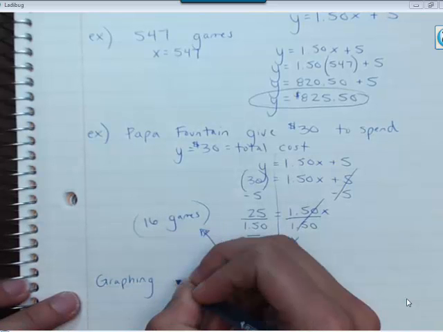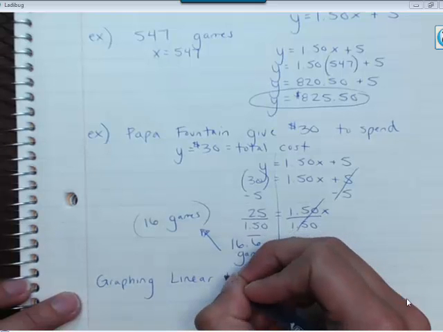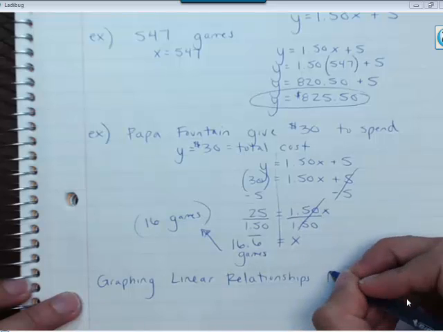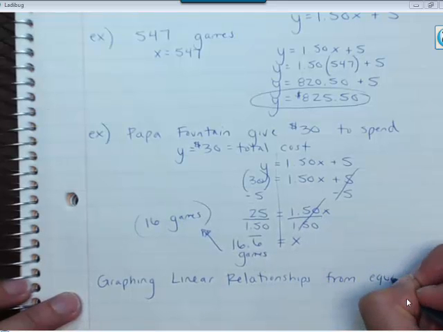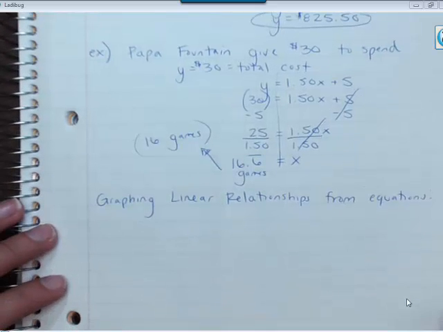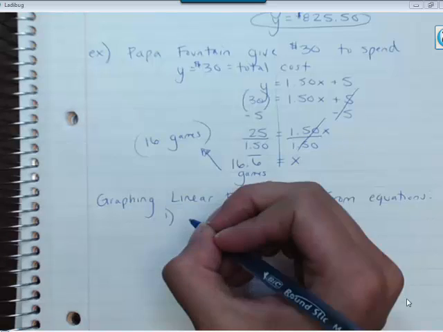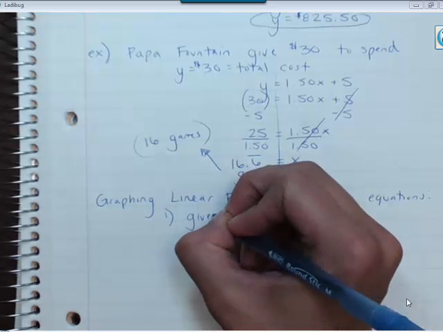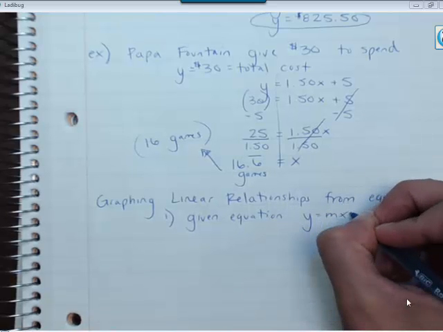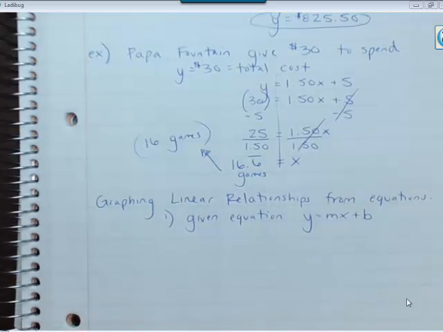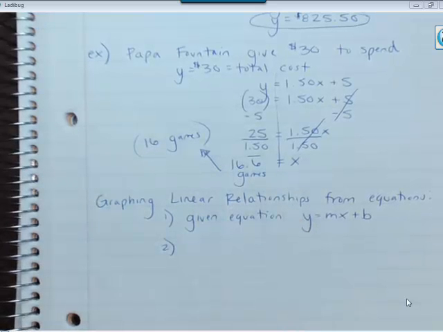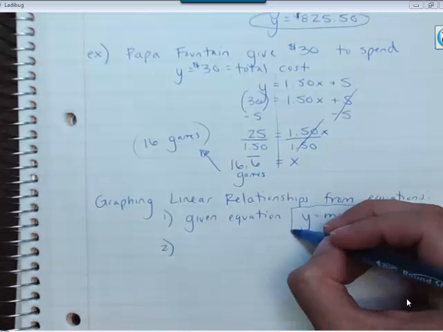Graphing linear relationships from equations. And you did this yesterday a bit. But the first thing is you're going to be given an equation. And this equation is going to be in the form of y equals mx plus b, which is the form of all linear equations. Okay, the next thing that you should do, this is my equation and I need to graph it, what do you think would be my first step?